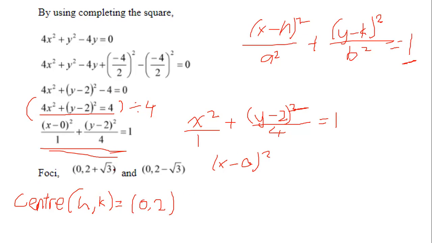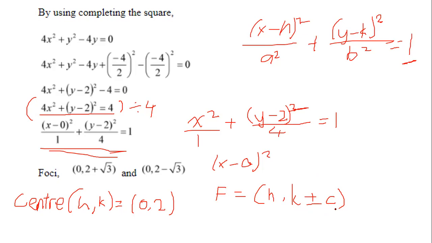Then for the foci, we know that it must be the foci F equals to (h, k plus minus c). Why must it be k plus minus c? Because it is the vertical ellipse, so the change of the foci is at the y-axis.